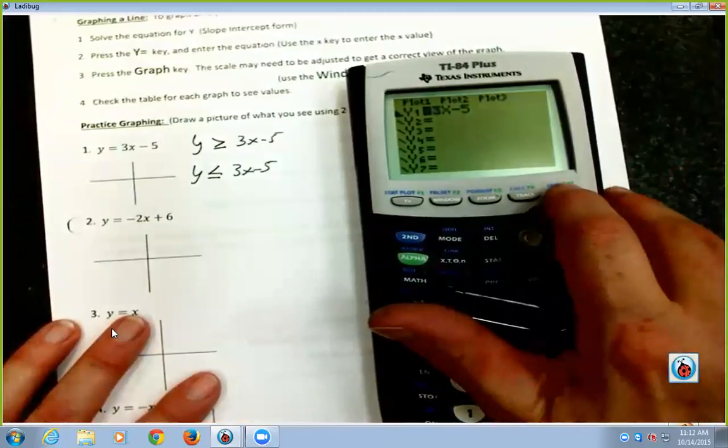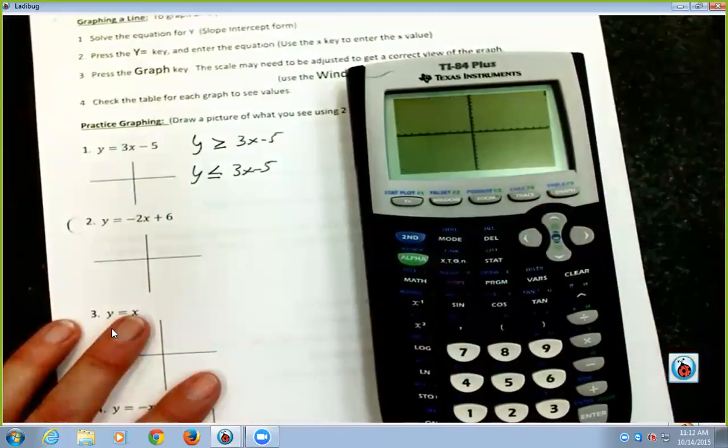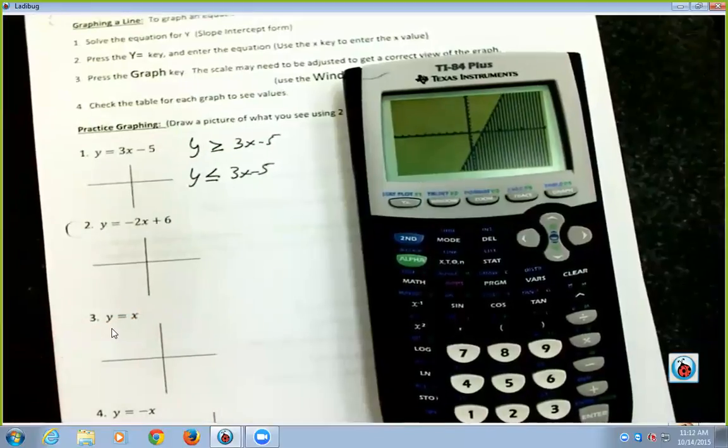And now if I hit the graph button, it's going to take that line and shade where it's supposed to be shaded, just like we did in 4.6. So it gives you an extra check to see if you did your equations correctly that you have in 4.6. So you can do shading with this stuff as well.